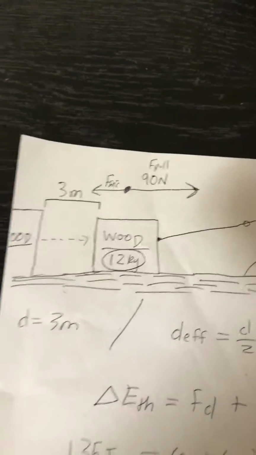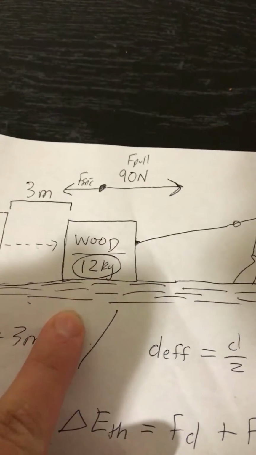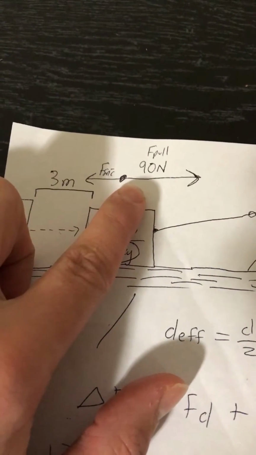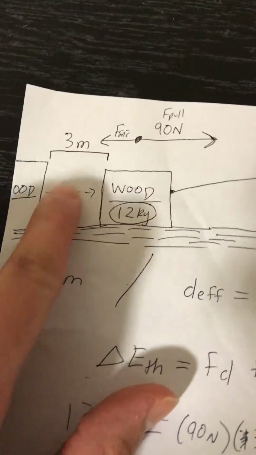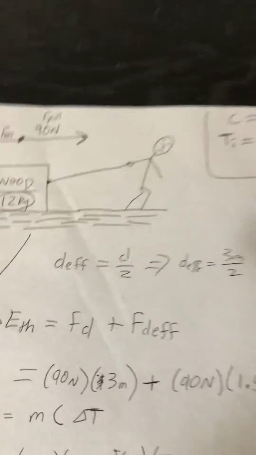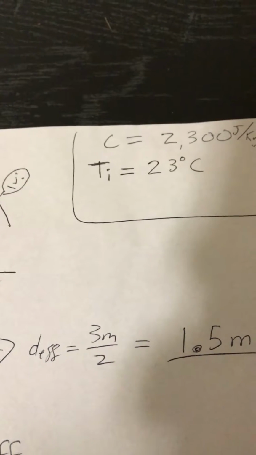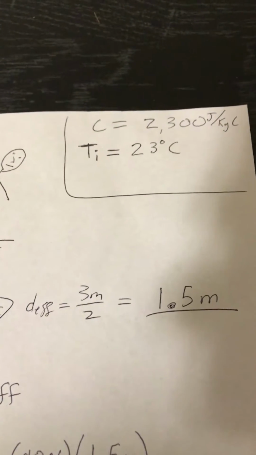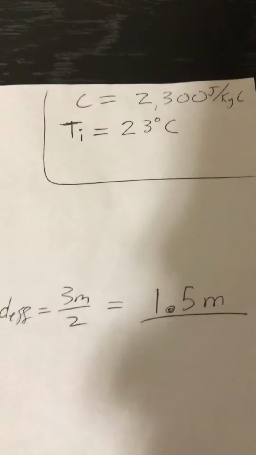So here we got a diagram of our setup. The box is going to be made out of wood, sliding across a wood floor. You're pulling with a force of 90 newtons, and the only other force is going to be in the negative direction. And that's your friction, and it's going to move 3 meters. That's us pulling, and then you know that your temperature initial is 23 degrees Celsius, and your specific heat for the wood that we're talking about is given as well.